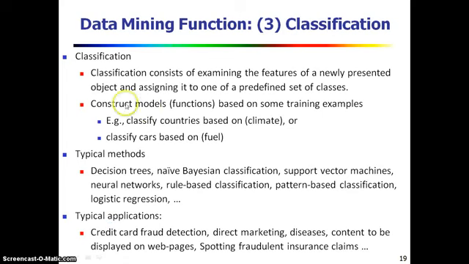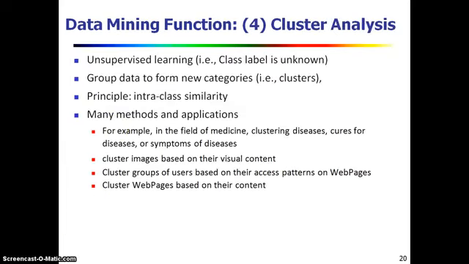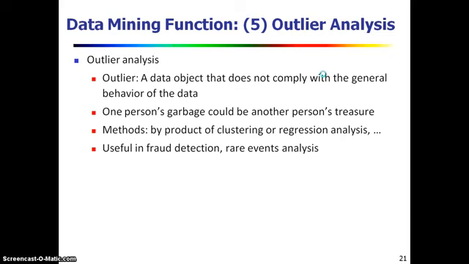For classification, we already saw that if there are 2 classes or 3 classes, then we can use classification. If we don't know the classes, that is, the class label is unknown, then we have to go with clustering. Outlier analysis deals with an object that does not comply with the general behavior of the data. One person's garbage can be another person's treasure. Consider particular data that cannot be useful for one person, but may be a huge treasure for another person.